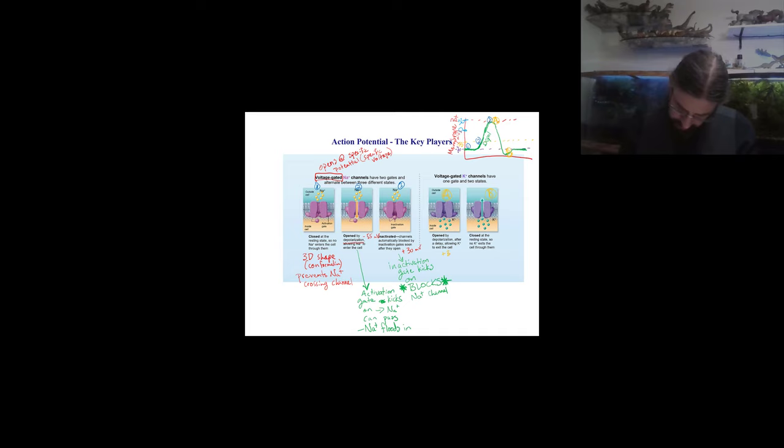The kick-off charge is hyperpolarization. More of an event than a specific charge. Okay, so this one does not have three states. This one has two states. It is either shaped to allow potassium through or shaped to not allow potassium through. So at plus 30 millivolts, the conformation allows potassium through.